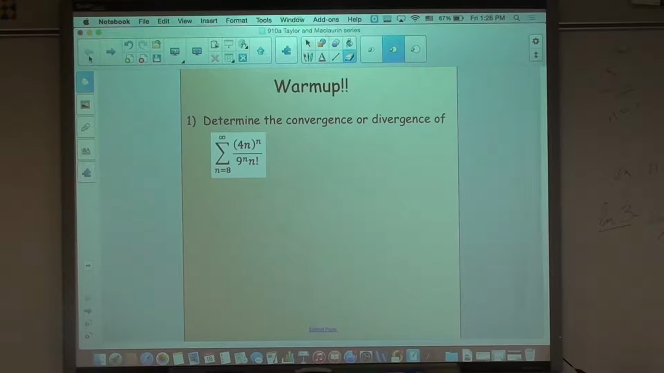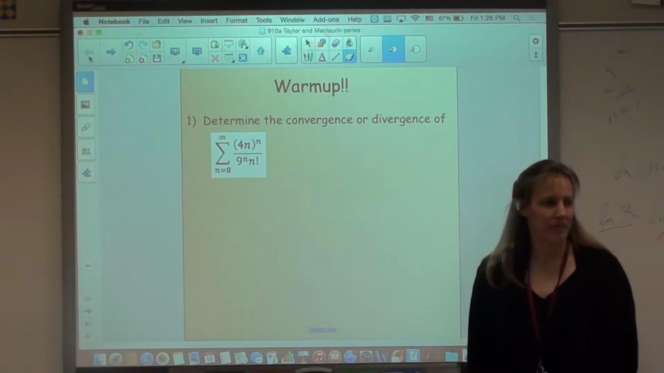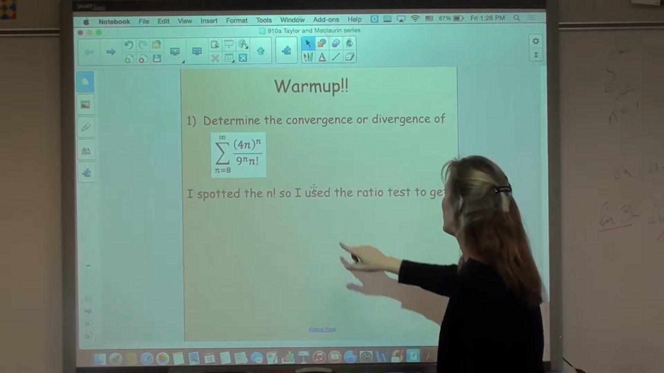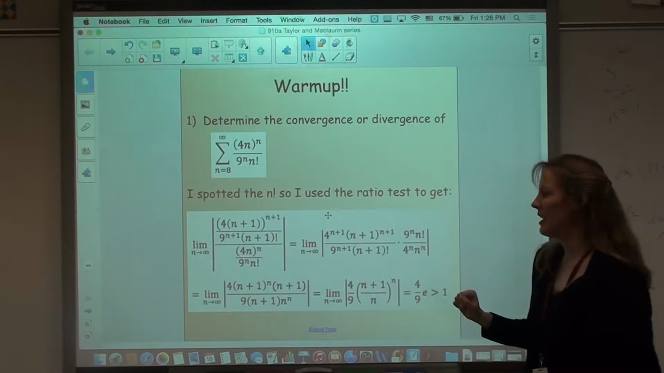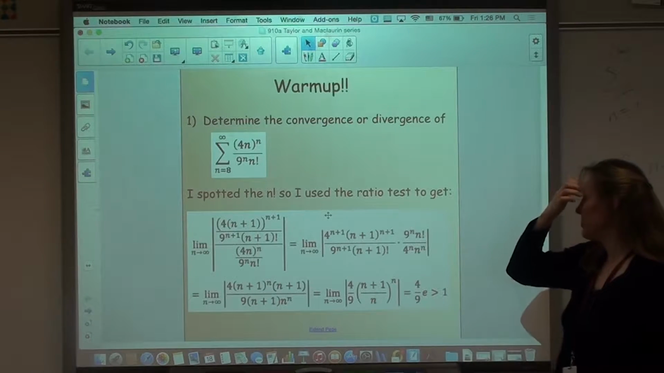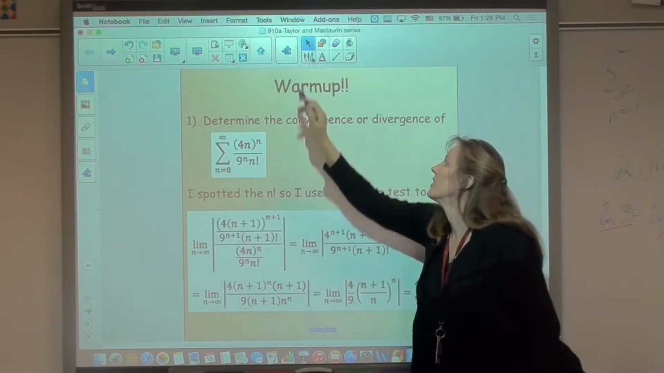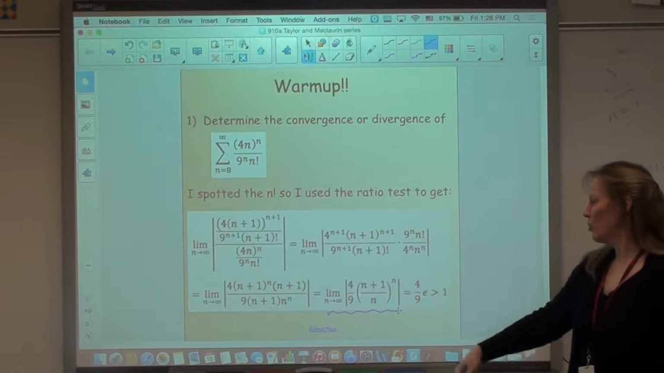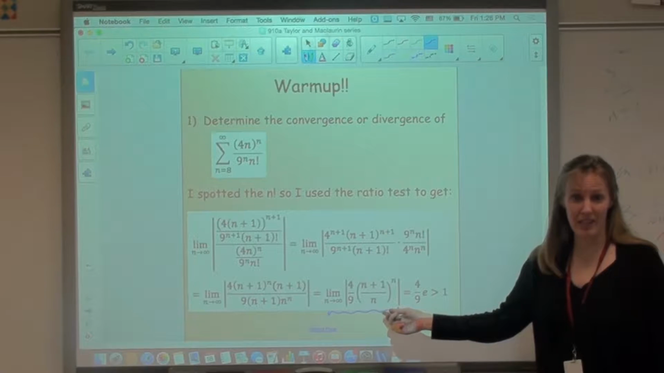Today's warm-up: when you see a factorial, what test is your default? Ratio test, right? So you use the ratio test on this one. Hey, I spotted the n factorial. I use the ratio test to get this, right? Now, here's my guess. I'll bet most of you made it to here, and then you weren't quite sure if this was less than or greater than 1, or what to do from there, right?